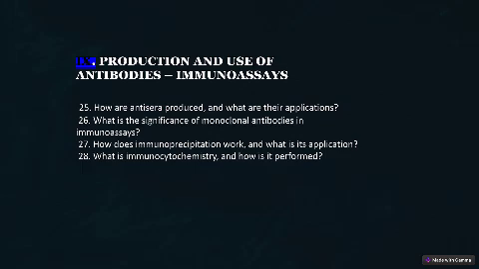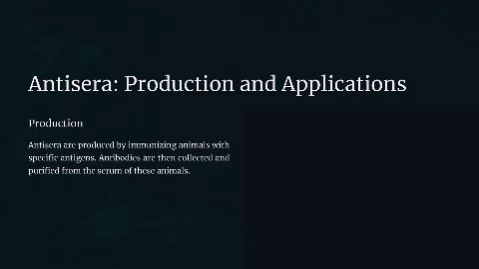The first question is, how are antiserum produced and what are their applications? Antiserum involves red thin serum that contains antibodies specific to certain antigens. This process is commonly used in immunology and clinical diagnostics for applications such as treating venom bite infection or immunodiagnostic purposes.